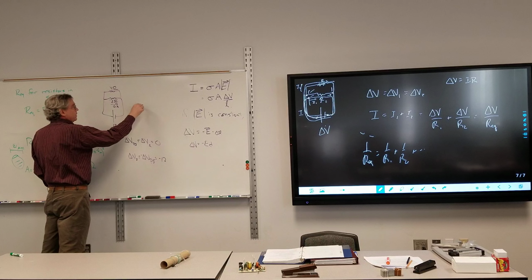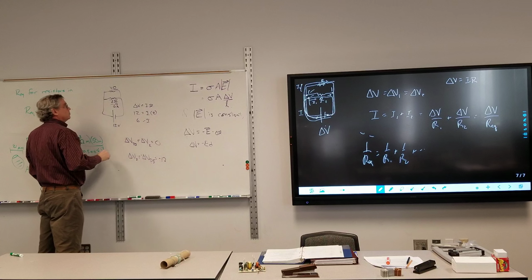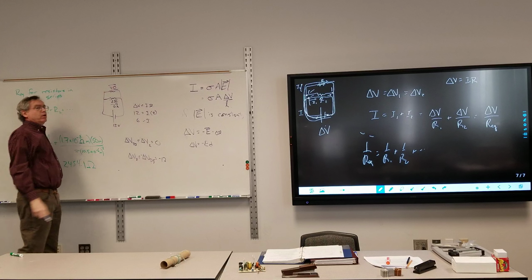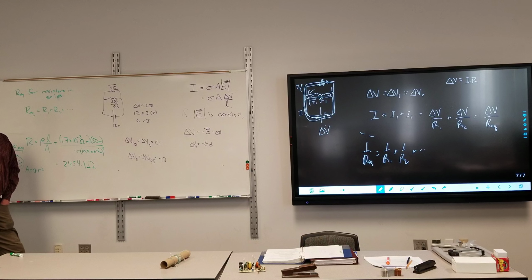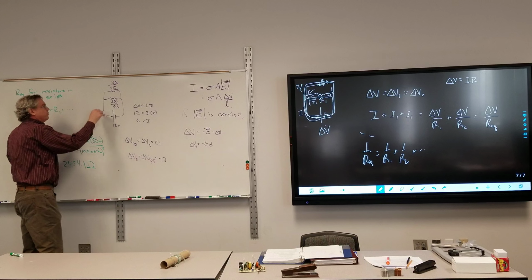I know delta V equals IR. 12 is equal to I times 2 minus 6. What about the current flowing across the 4 ohm resistor? 3 ampere. What is the current flowing out of the power supply?